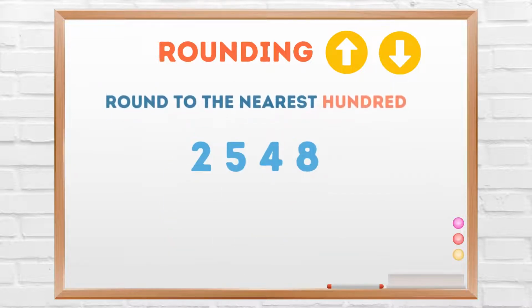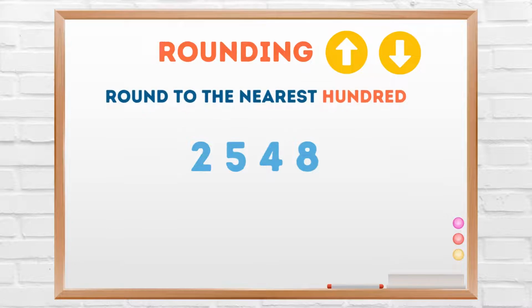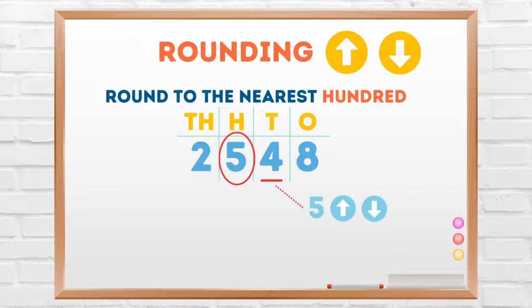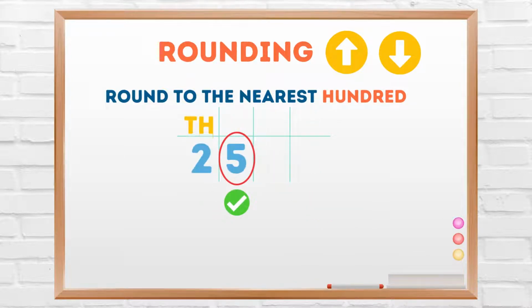Now, let's try to round 2,548 to the nearest 100. First, find the digit in the hundreds place. Then, look at the next digit to the right. Is 4 more or less than 5? So, what should happen to our rounding digit? So, 4 is less than 5, so we are going to leave our rounding digit unchanged, and all other digits to the right of the hundreds place become 0.